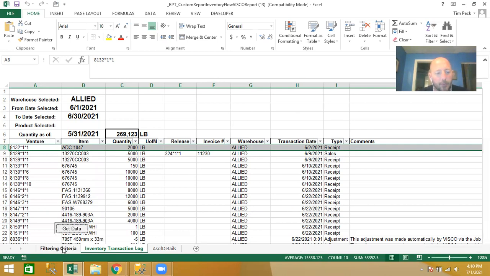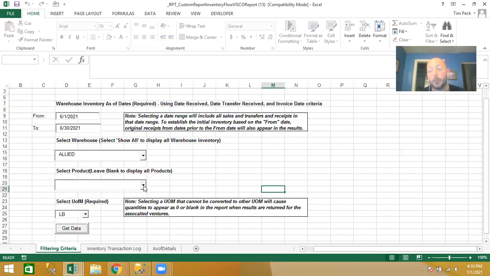And as I said, the other way that this commonly gets used is to apply a product filter here too. So then you're only seeing the ins and outs of the product as well.